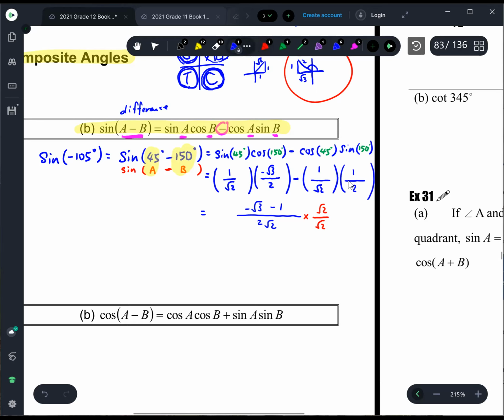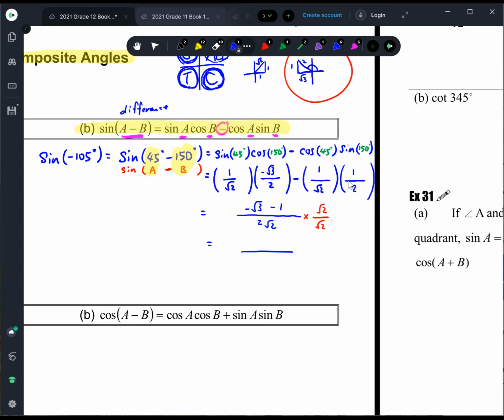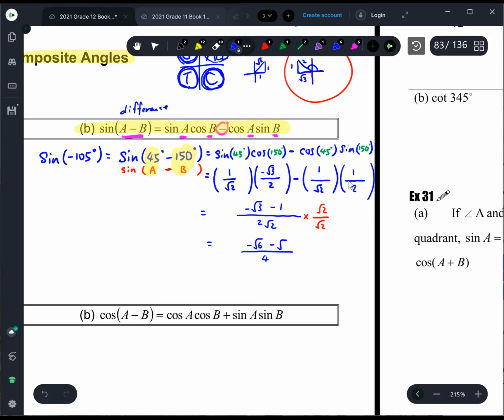So multiply by that, the denominator will become 2 times square root 2, and square root 2 times square root 2 will become 2. Okay, so you get 2 times 2, which gives you 4. And then the top you just distribute. Square root 2 times each one of them, root 6 minus root 2. Leave your answer like this.